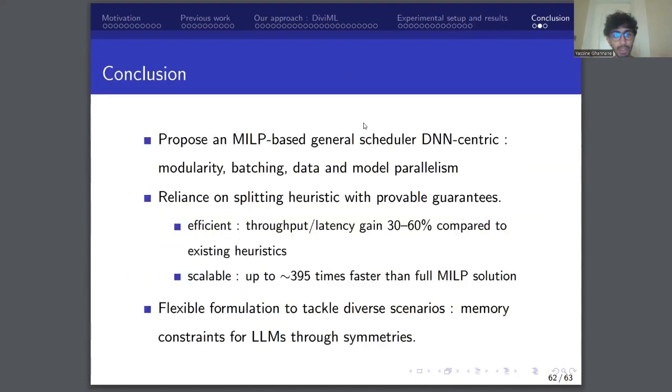Just to conclude, what we propose is an MLP-based general scheduler that is DNN-centric and relies on properties that we can find in DNN workloads, which are modularity, the possibility of batched execution, and data and model parallelism. We also rely on a splitting heuristic, which comes with provable guarantees, being both efficient and scalable. And finally, we show the flexible formulation of our framework via the case study to tackle diverse scenarios, in this case memory constraints for large language models through symmetry breaking. Thank you.